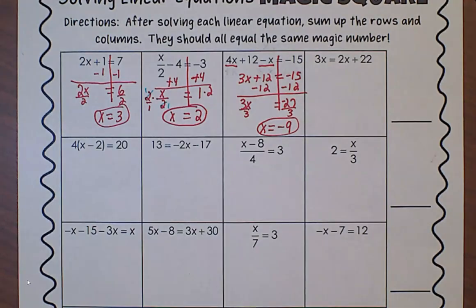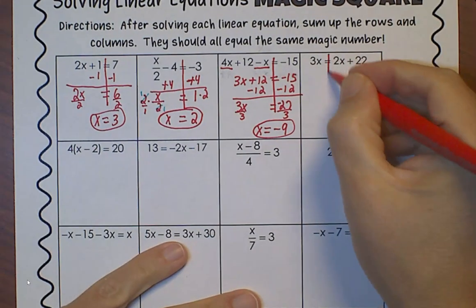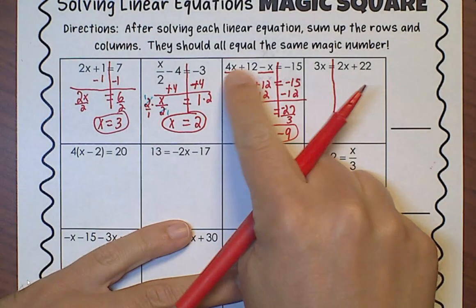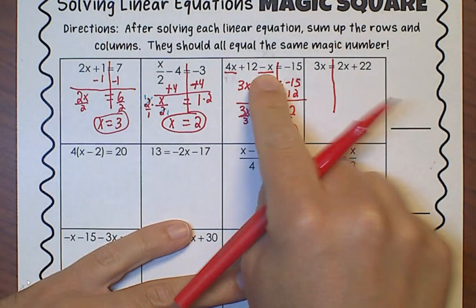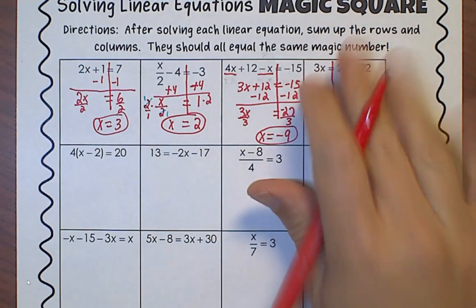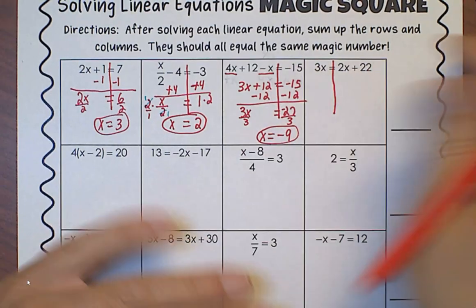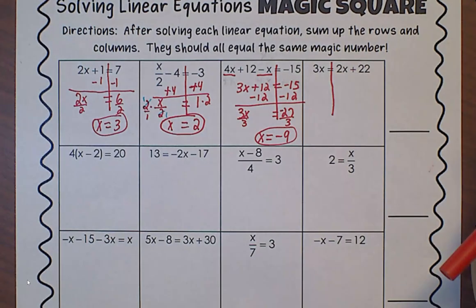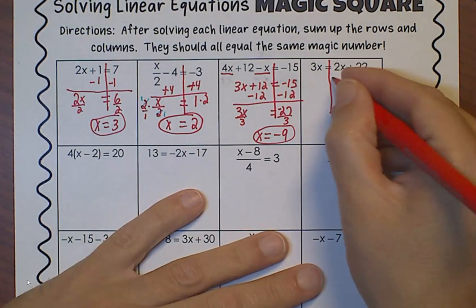Okay, we've got variables on both sides. So this one's different than this one. 4x and minus x are on the same side. 3x and 2x are on different sides. So we need to relocate all the x's to one side.